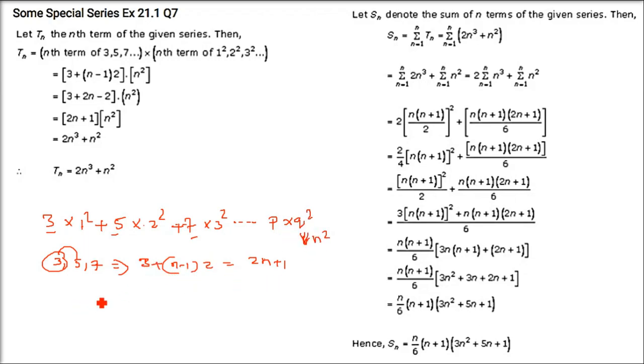1 square, 2 square, the last will be n square. What will be the last one? N square. Okay. So we have P as 2n plus 1 and Q as n square. Multiply this, you get 2n cube plus n square. In n cube, you write n plus 1 by 2 whole square. In n square, you can write n into n plus 1 into 2n plus 1 by 6. You can take n into n plus 1 by 2 common. So finally, this is going to come.